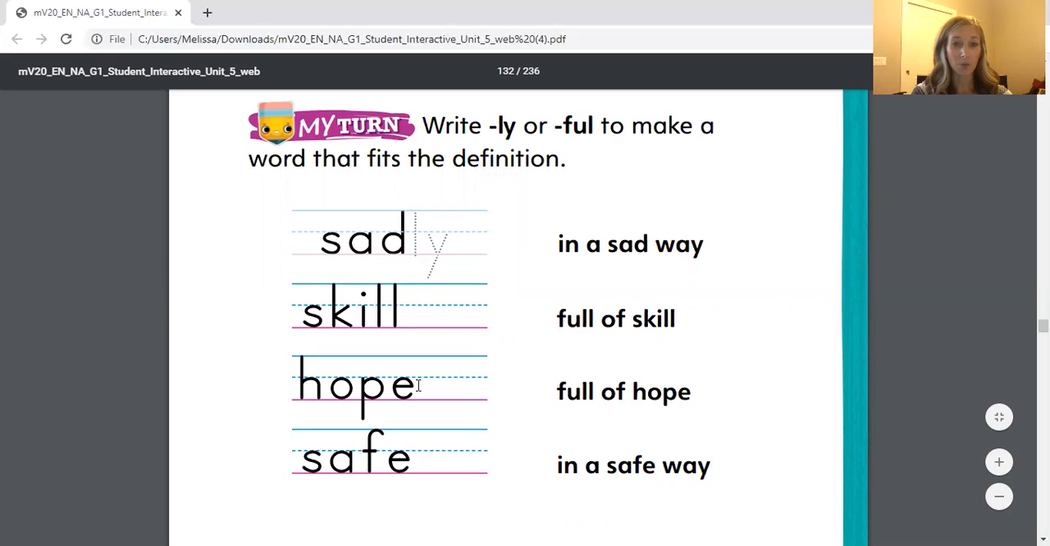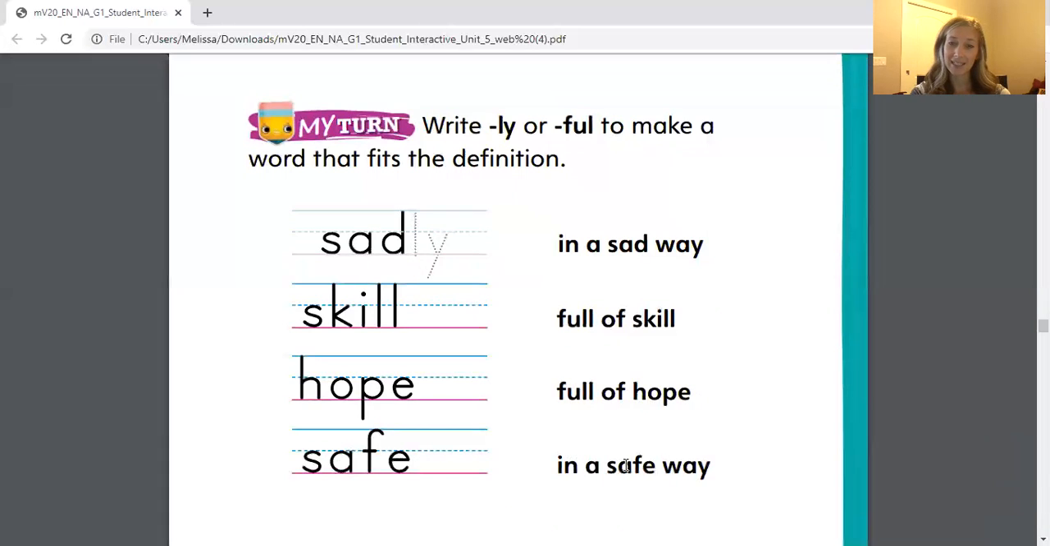The next word, hope. We want it to mean full of hope. Again, the suffix ful, hopeful, H-O-P-E-F-U-L. And the root word safe. We want this word to have the meaning in a safe way. That should be L-Y, safely, S-A-F-E-L-Y. Make sure you've added your L-Y.